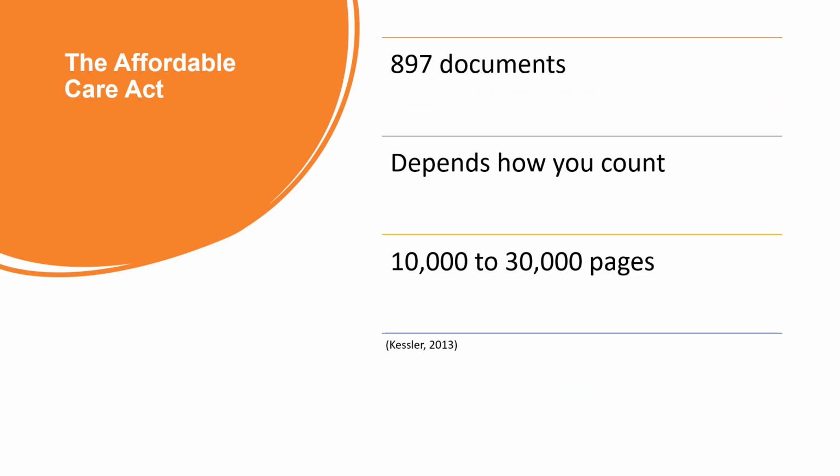Now, we do know that there were about 897 documents that were created and approximately 10,000 to 30,000 pages. But that kind of depends upon how you count things. Some documents have very wide margins, some have very narrow margins, and depending upon how you print them, you can come up with different pages. But regardless, even if it's only 10,000 pages, that is a lot of regulations.